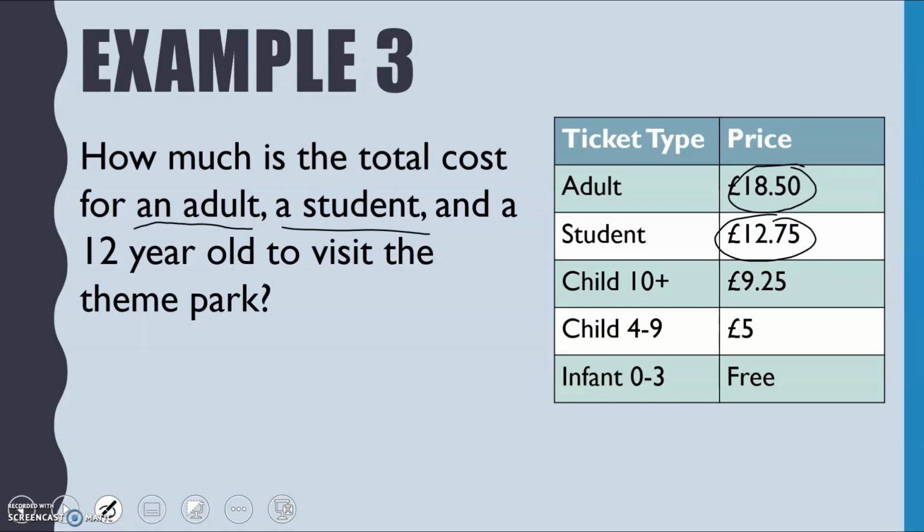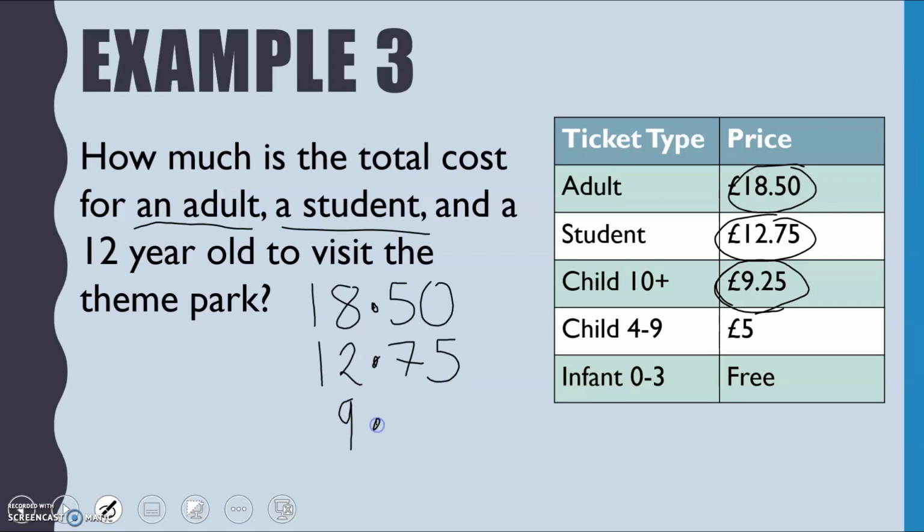So if we look here, we've got 10 plus, 4 to 9, or 0 to 3. So 12 is in that 10 plus bracket, so it's this 925 that I need. And then it's a case of adding up these three numbers together. You could do it as two separate sums. So our 1850 plus our 1275, and then once you get that answer, add on 925. Or you could do it like me as one big column sum and just add them all together in one go.